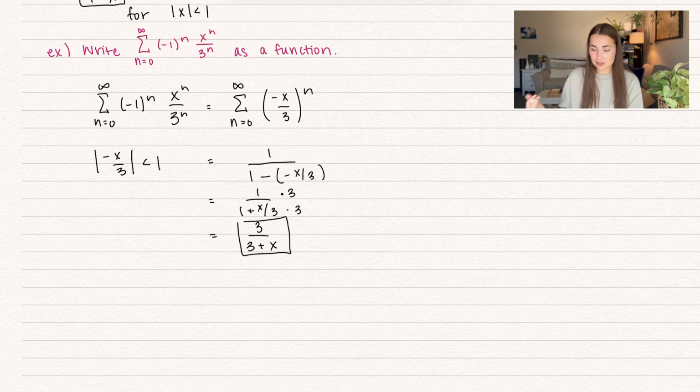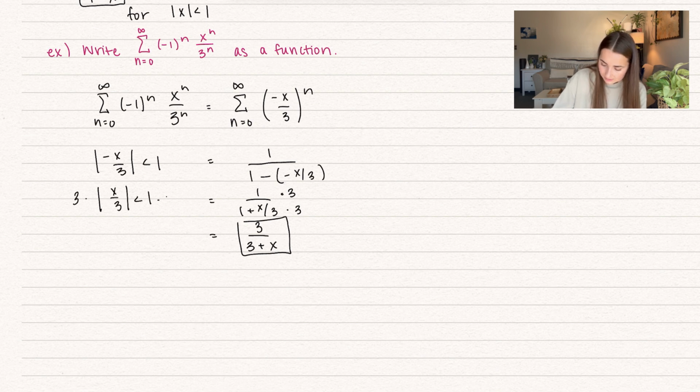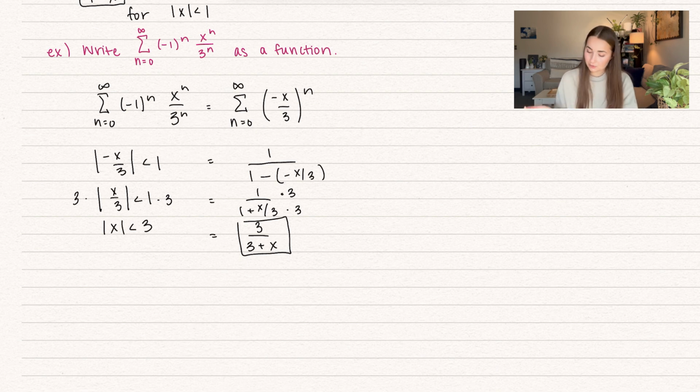Let's go ahead and find which x values this is true for. So this is the same as the absolute value of x divided by 3 is less than 1. Multiply both sides by 3. We get the absolute value of x has to be less than 3. So this is going to be for values in between -3 and 3. So that's how we can write out functions as power series. It's a bit more interesting with Taylor series, but this is just a bit of an introduction for it.